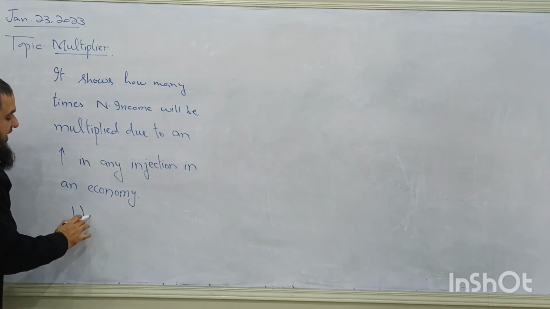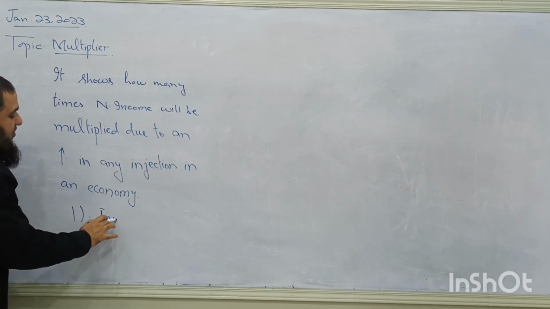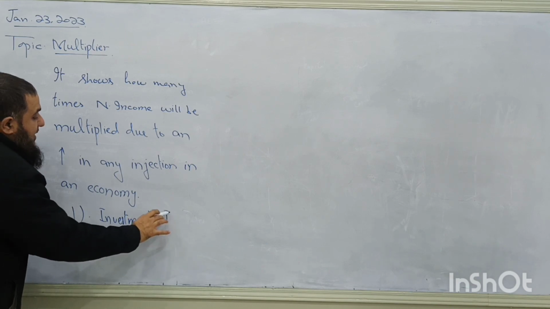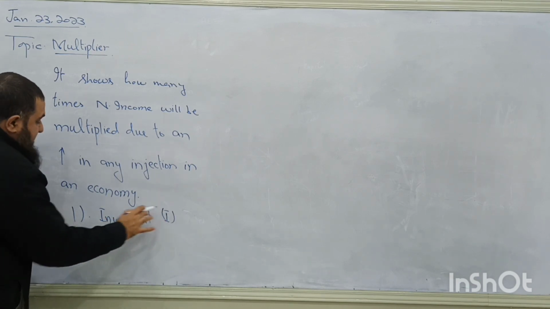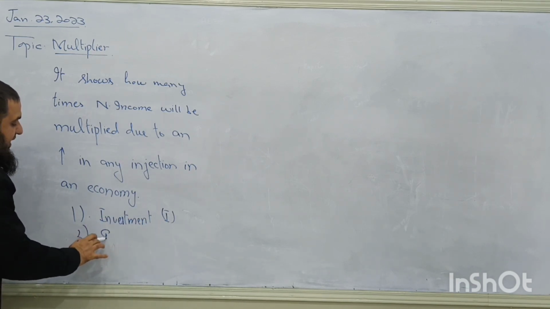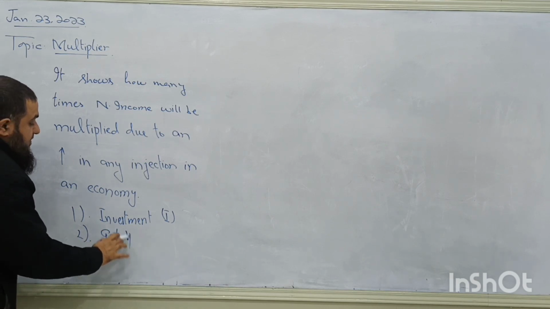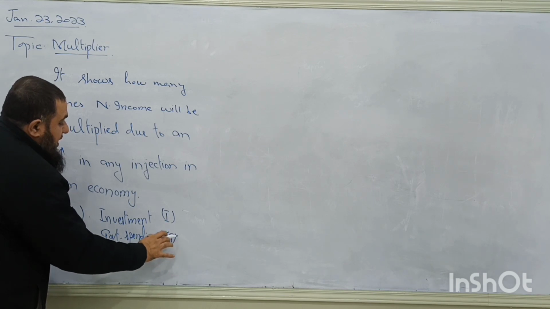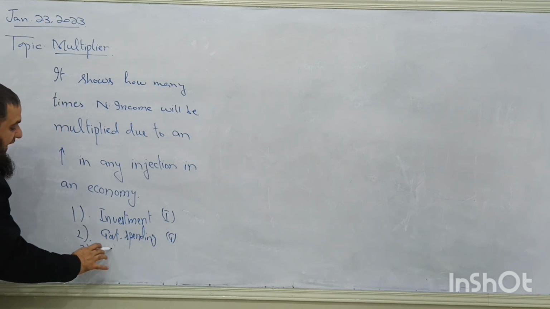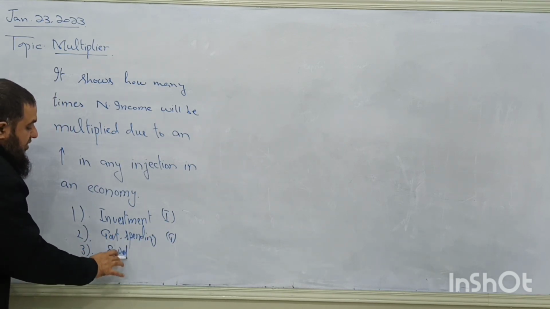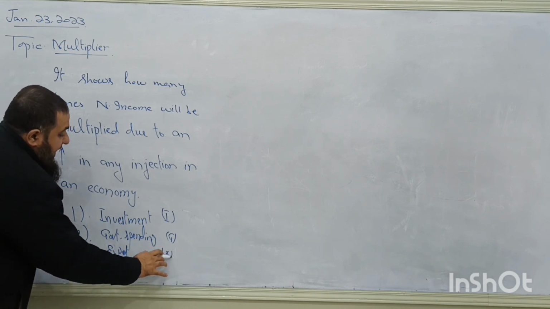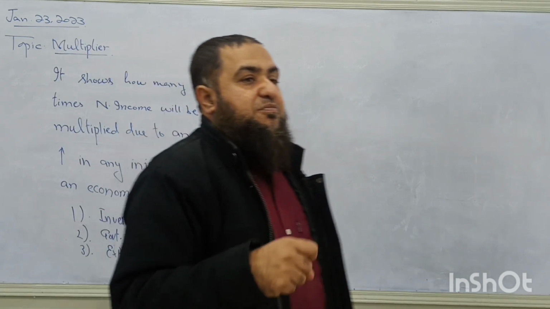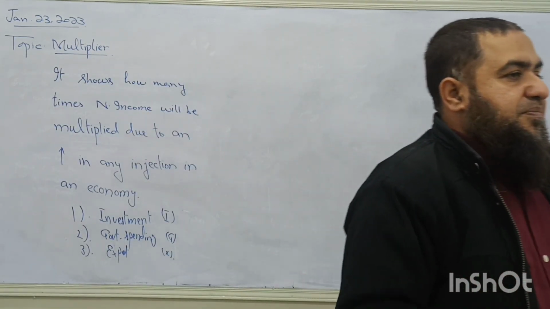One is called investment, that is denoted by I, and second is government spending, that is denoted by G, and third is export, that is denoted by X. So there can be three types of multipliers in an economy.